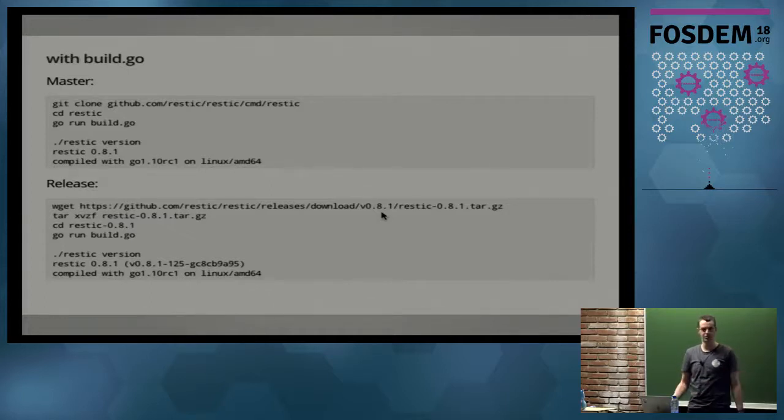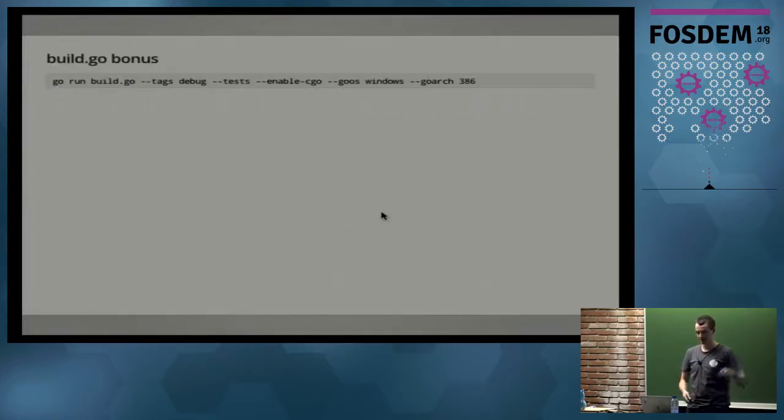Just copy it to your repository and use it. There's a small configuration setting at the top, and that's it. Bonus is it also supports cross compilation and CGo and all the other stuff like build tags.